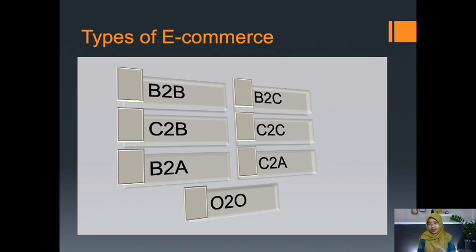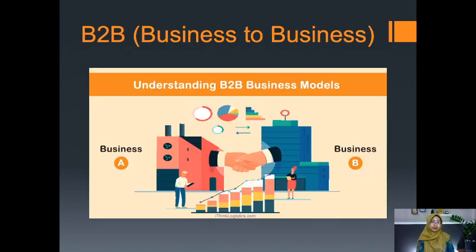But at this time, I'm not going to talk about all 7 types of e-commerce. I'm going to talk only about 4 types of e-commerce. They are B2B, B2C, C2B, and C2C. Okay, let's start from the first type of e-commerce. Like you see from the screen, you see B2B or business to business.